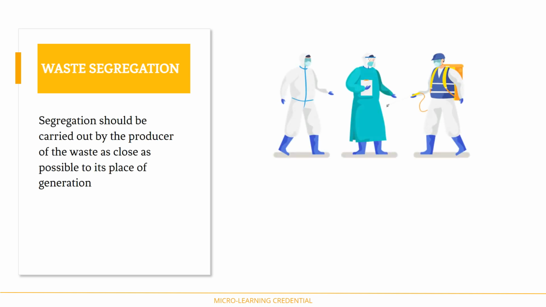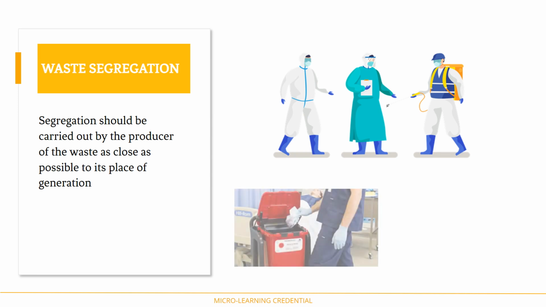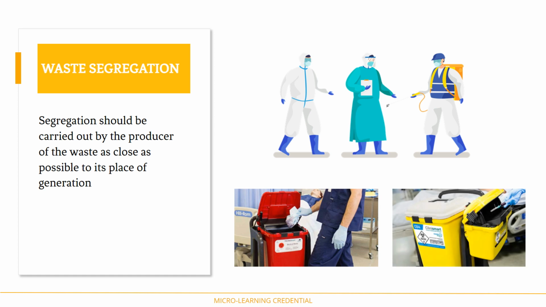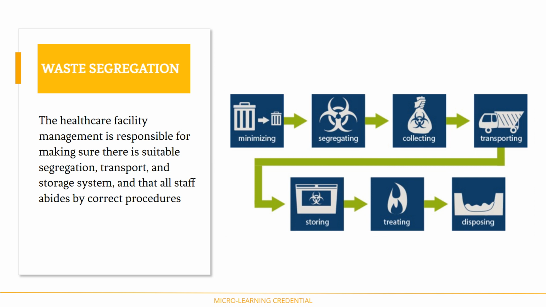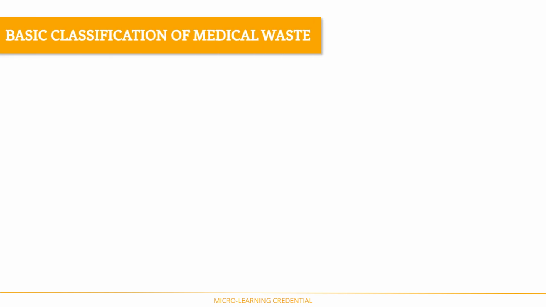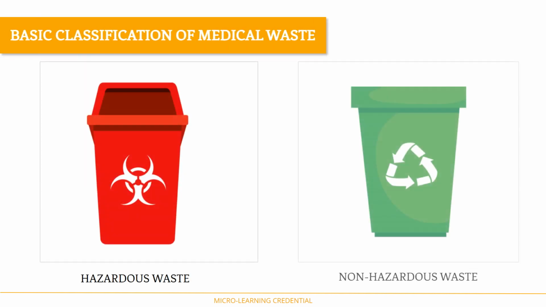Correct segregation is the responsibility of the person who produces each waste stream, which means segregation should take place in a medical area, at the bedside, in an operating room, etc. The healthcare facility management is responsible for making sure there is a suitable segregation, storage and transport system for the waste, and that all staff abide by correct procedures. The simplest waste segregation system is to differentiate between hazardous and non-hazardous general waste.